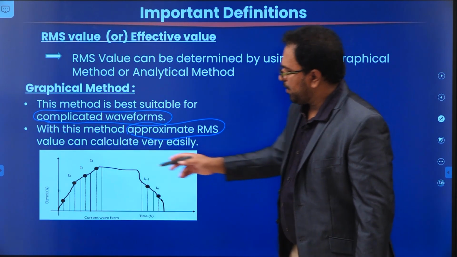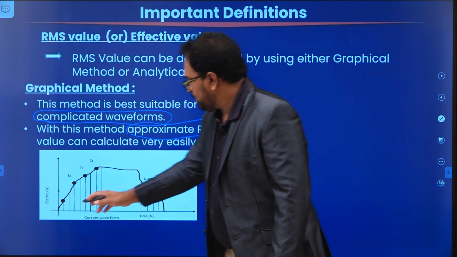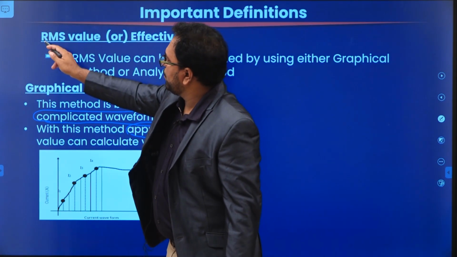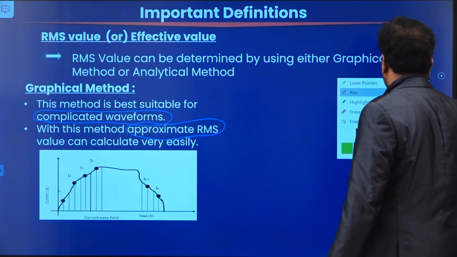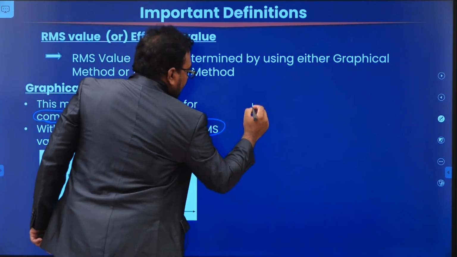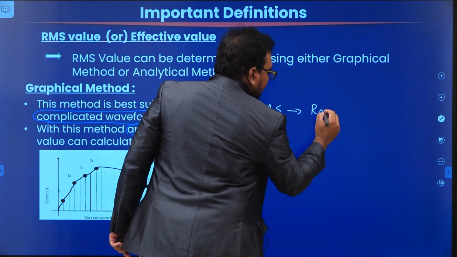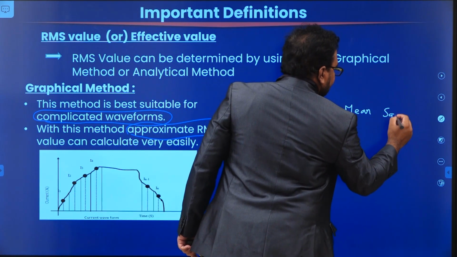In the same way, you are going to consider some instantaneous currents at various instants, and according to the definition you are going to do root mean square. So as per the definition, RMS means root mean square.